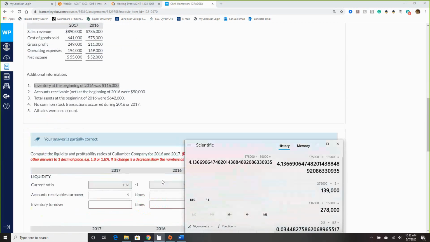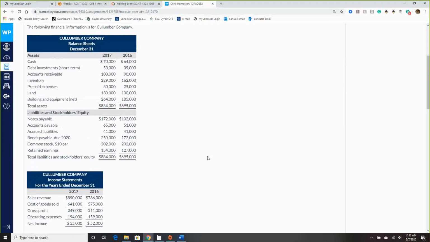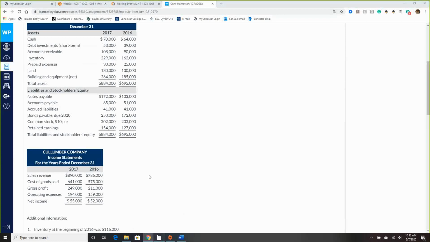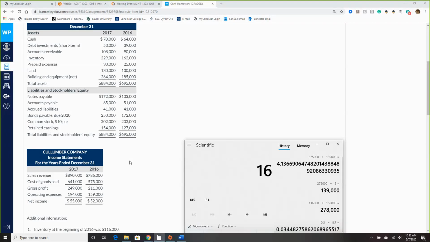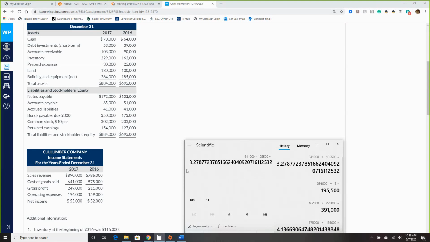So that was 4.1 in 16. 17, do the same. 17, we know 16 was 162. 17 was 229. Divide that by 2. And then divide it into 2017 cost of goods sold. So we got 3.3. That's a thumbs up.